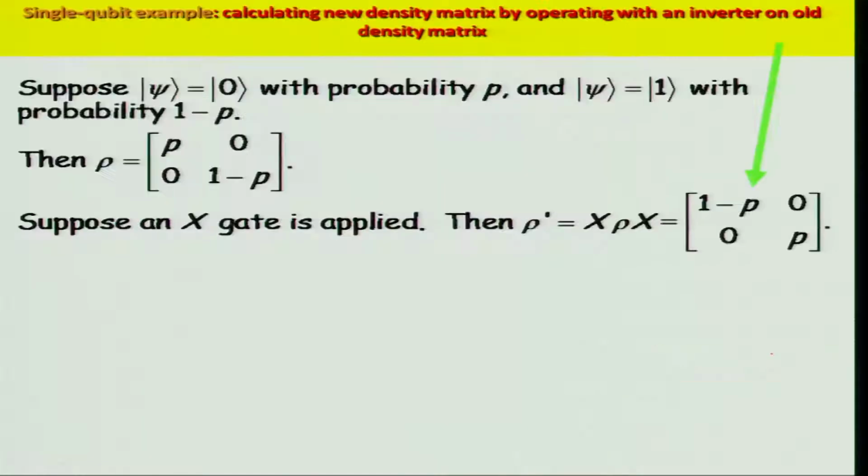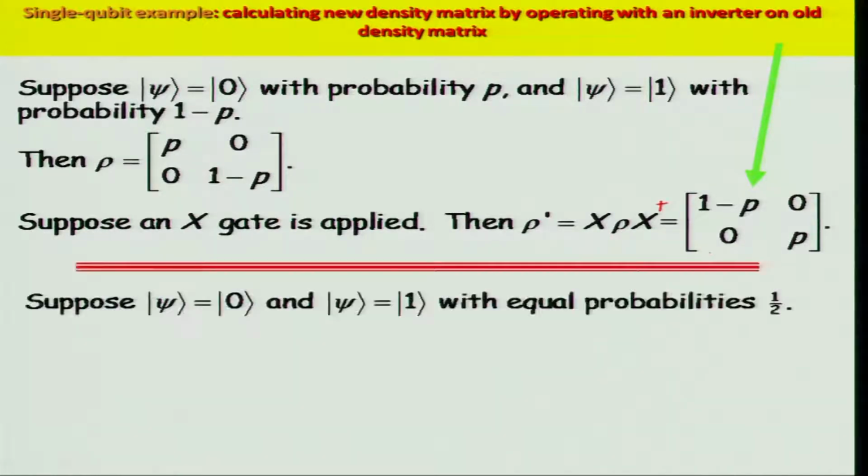Let us take a single qubit example where we calculate new density matrix by operating with an inverter on old density matrix. Say you have the pure state 0 with probability p and state 1 with probability 1 minus p, then our density matrix will be p, 1 minus p along the diagonal and 0, 0 elsewhere, as we have discussed. If an X gate is applied, then rho prime will be X rho X dagger essentially, and that will be equivalent to this.